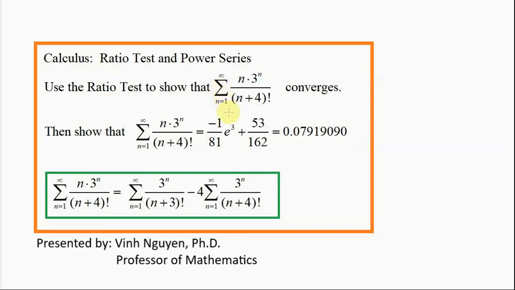In this video, I will show that the series with the expression n times 3 to the n over (n plus 4) factorial converges by the ratio test, and that it converges to negative 1 over 81 times e to the third plus 53 over 162.